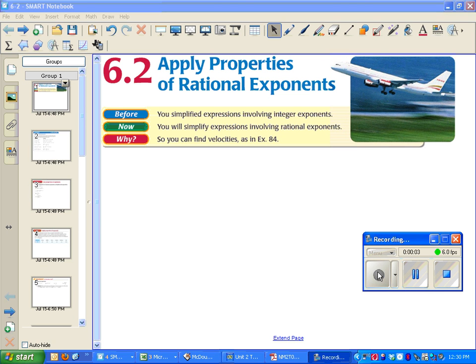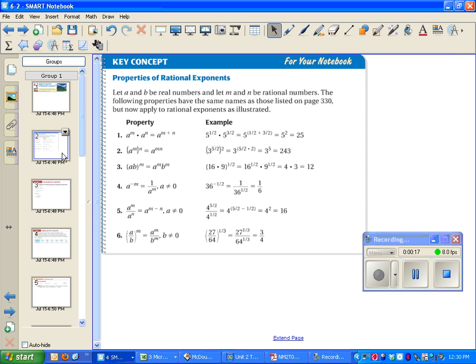Okay, welcome to 6.2, applying properties of rational exponents. This is when you will need the multiplication and addition of fractions. So if you need a review, check 6.1. And then here are all the properties of rational exponents.